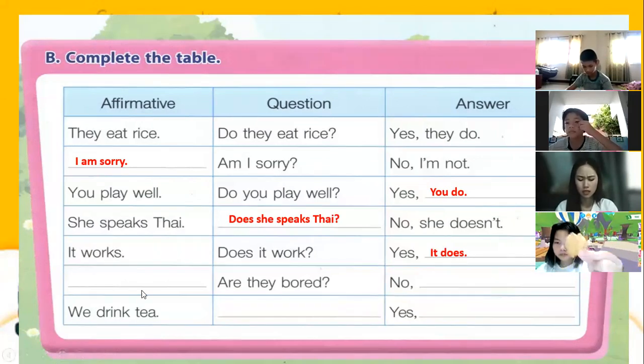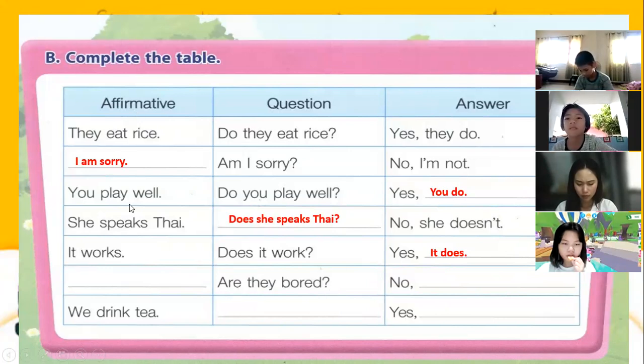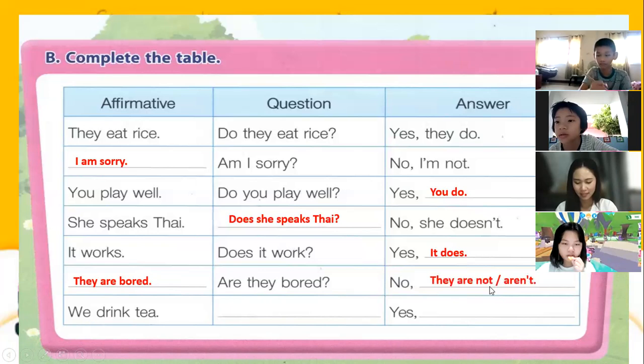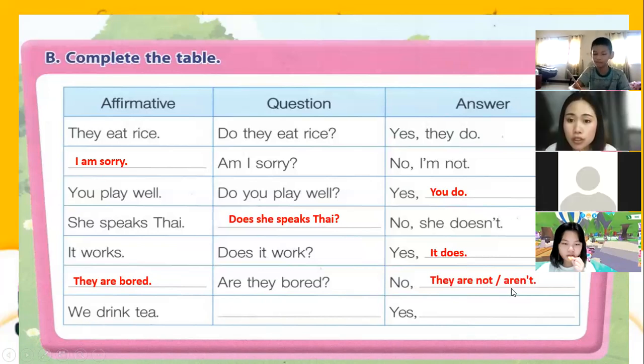All right. Now we're having a question here. Are they bored? So what will be the affirmative? Let me ask Adin. They are bored. Very good. And how about the answer? What will be the answer? No, they are not, or no, they aren't. Very good.